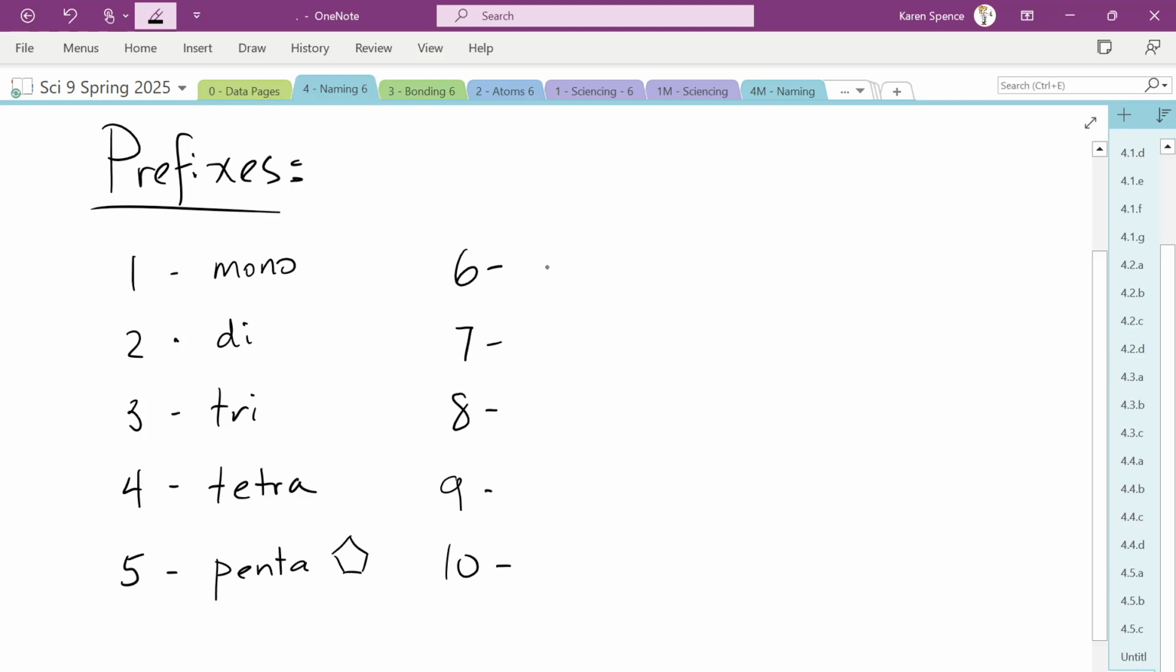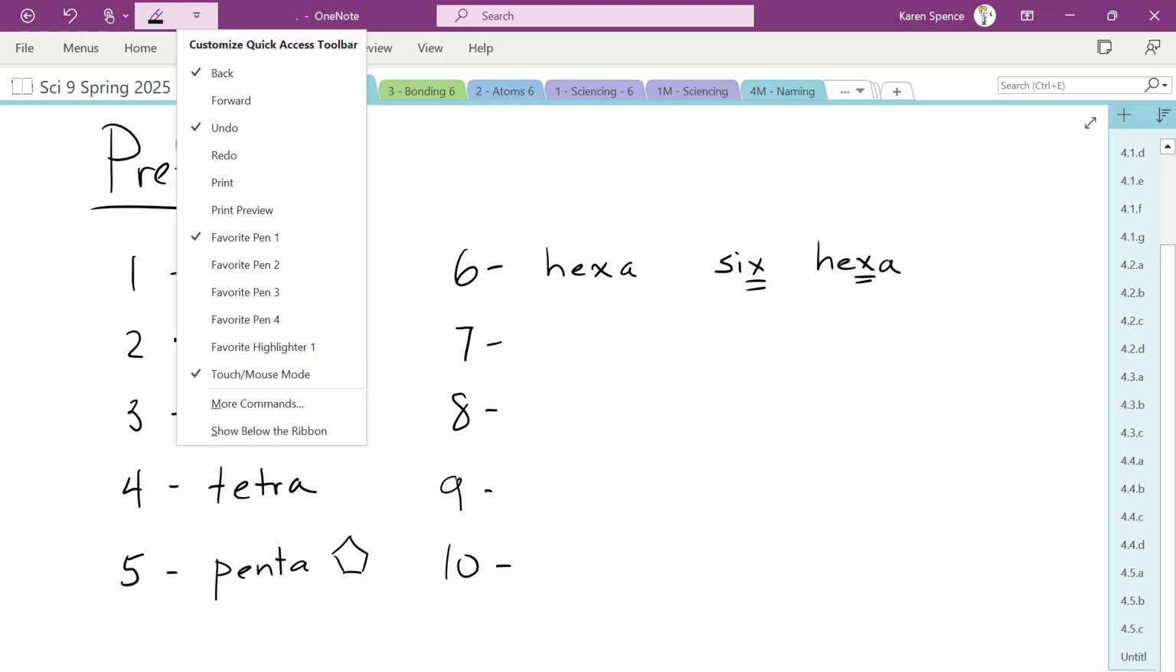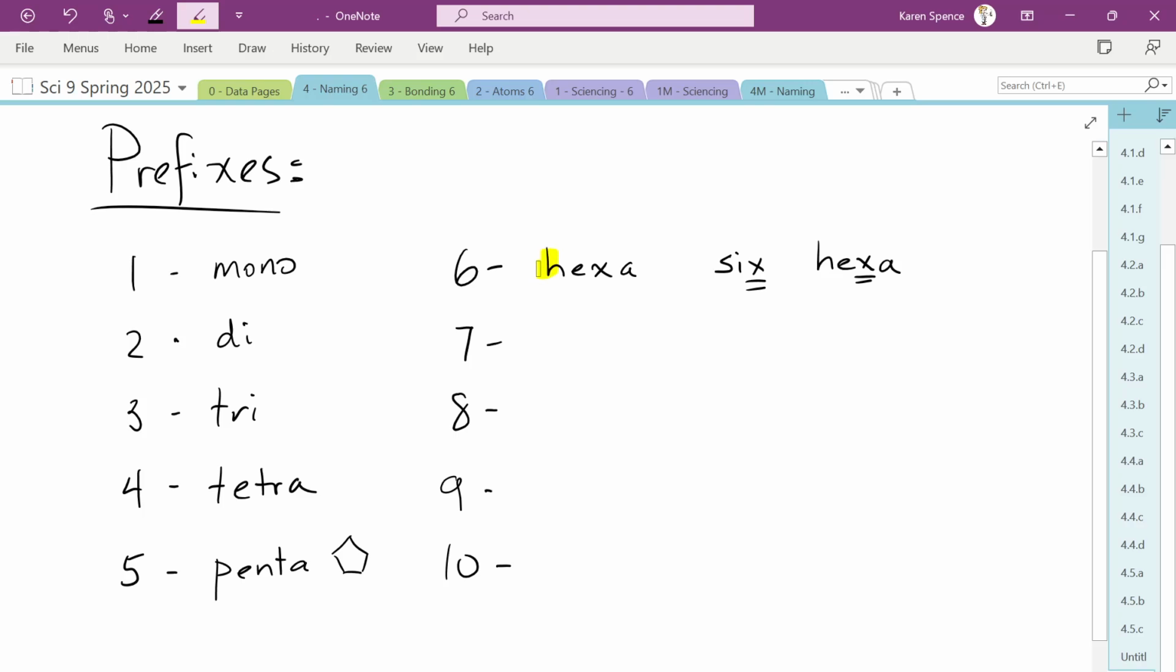6, hexa. And remember, 6 has an X in it, and hexa also has an X in it. That might help you to remember. And both 6 and 7 start with the letter H. Okay, and it is hepta. All right, that one's a little tricky, but give it a go. 8 is octa. 9 is nona. And 10 is deca.